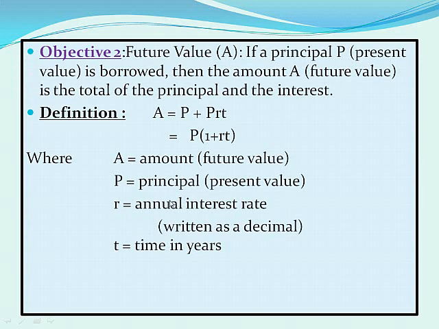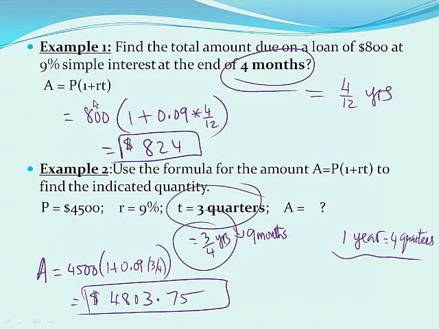Objective 2, future value. If a principal P is borrowed, then the amount A is the total of the principal and the interest. Amount A is the future value, P is the present value. So we can write A as P plus the interest, PRT. Taking P as a common factor, we can rewrite the formula as P multiplied by 1 plus RT. A equal to P times 1 plus RT, where A is the amount or the future value, P is the principal or the present value, R is the rate, T is the time in years. Some more examples.